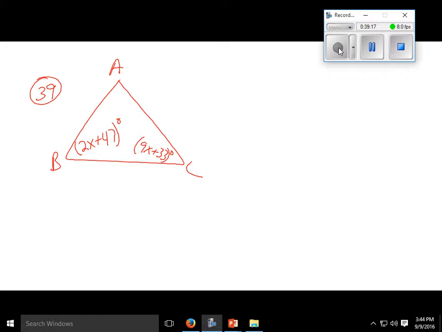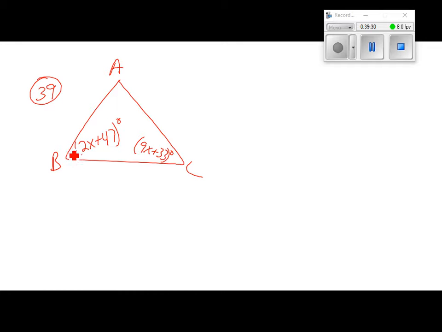Number 39, it says, when viewed from the side, the spire on top of a building forms a triangle, triangle ABC, with angle B and angle C being congruent to each other. So this angle and this angle are congruent to each other. So that tells us that these two expressions are going to be equal to each other. What is the measure of angle B? Make sure you show your work, it says. So we know that these two are going to be congruent.